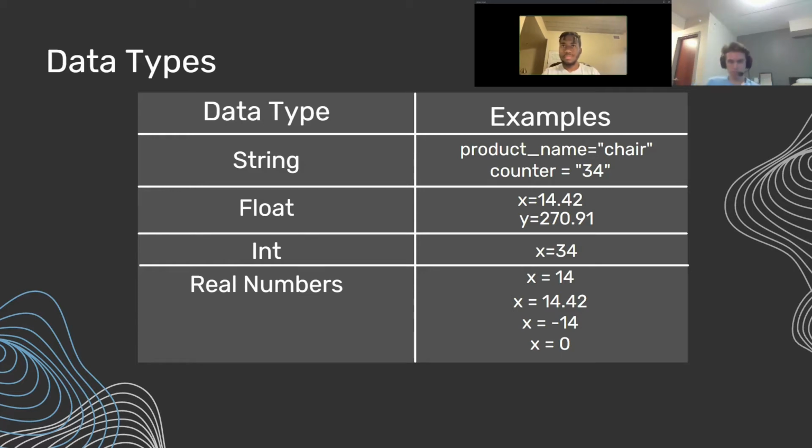Moving on to float. A float is pretty much any real number, so it's a number with decimals attached to it. 14.42 is our example here, and 270.91. These are important if you're doing any sort of math where decimals matter, like calculations with currency where you need two decimal places, or three or four, however many. So that's what float is useful for. It's pretty much your real number, if you want to consider it like that.